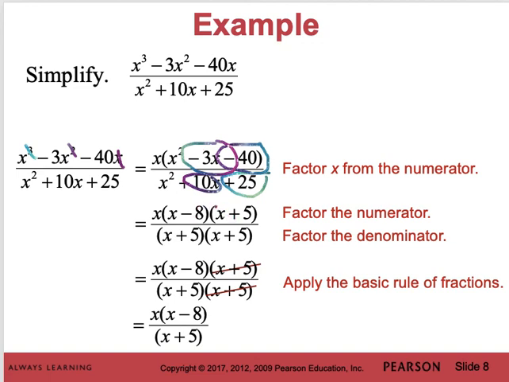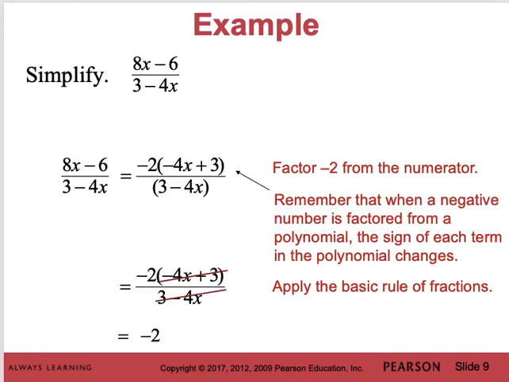So now the only ones that are the same that we could cancel out that would equal 1 is x plus 5 divided by x plus 5. And then our most simplified form is x times the quantity x minus 8 in the numerator over x plus 5 in the denominator. Okay, we'll go through another example here.